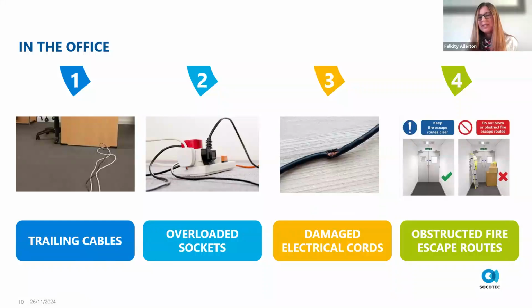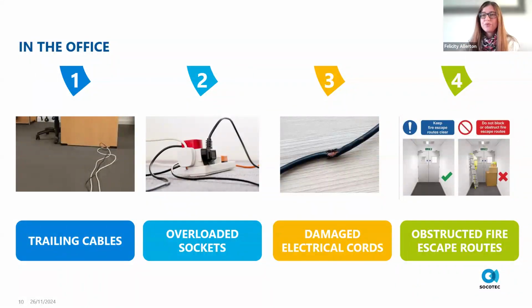Another example, damaged electrical cords. Particularly with mobile phones, they get stuffed in our pockets, they get chucked into a bag. They can quite easily become frayed, and they are dangerous when they get to that point.